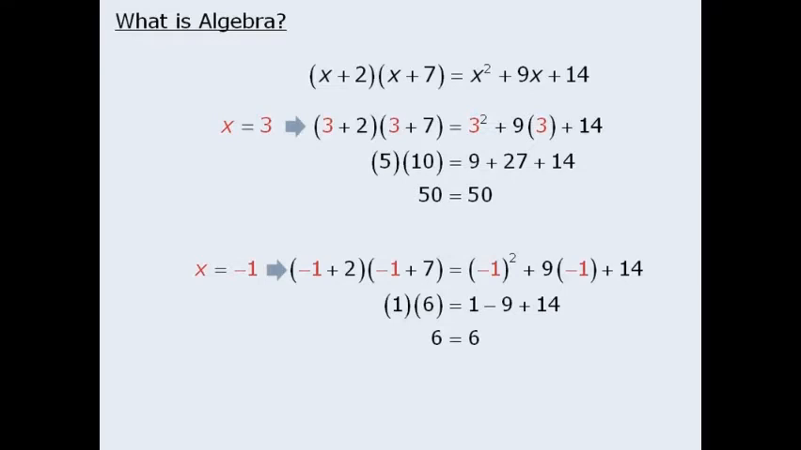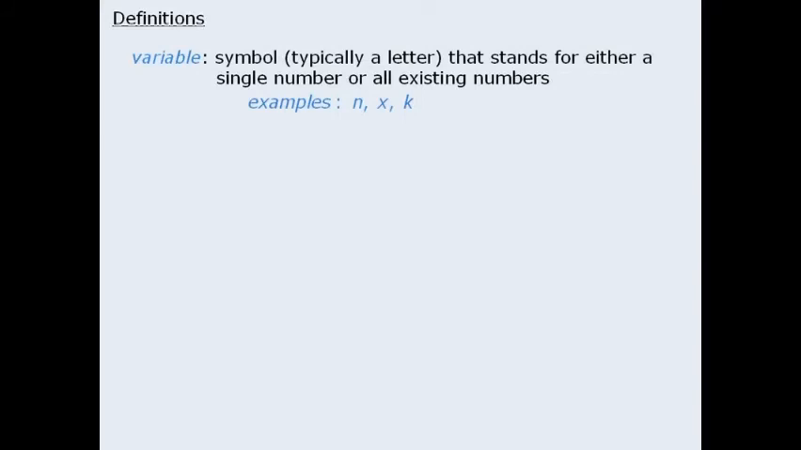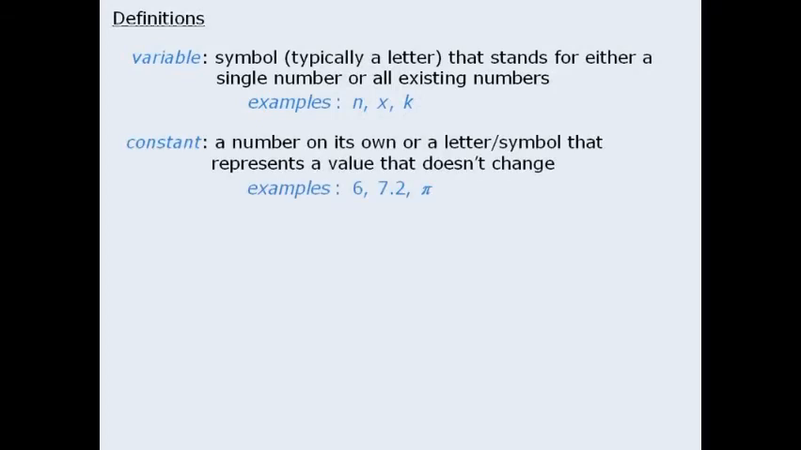Okay, now that we've taken care of what algebra is, let's examine some key definitions. The first word is variable. A variable is any symbol, typically a letter, that stands for either a single number or all existing numbers. The next word is constant. This is either a number on its own or a letter or symbol that represents a value that does not change. Some examples include 6, 7.2, and pi.